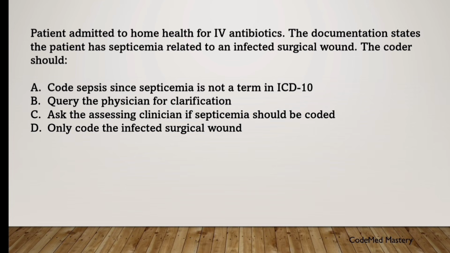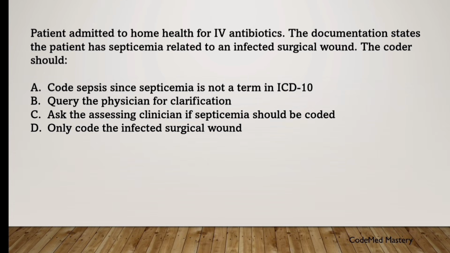This is the first question. Patient admitted to home health for IV antibiotics. The documentation states the patient has septicemia related to an infected surgical wound. The coder should: option A, code sepsis since septicemia is not a term in ICD-10. B, query the physician for clarification. Option C, ask the assessing clinician if septicemia should be coded. And option D, only code the infected surgical wound.